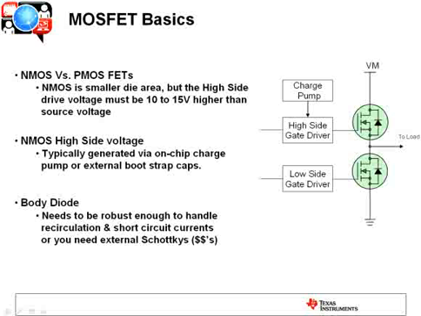Another characteristic to look at on the MOSFETs are the body diodes of the FETs themselves. These are inherently with every FET. They're part of the FET structure, and they've got to be robust enough to handle the recirculation currents that we'll talk about shortly, and also be able to handle short circuits. If your body diodes are not robust enough, you're going to need to add external Schottkys, and that's going to add cost, added components, and board space.